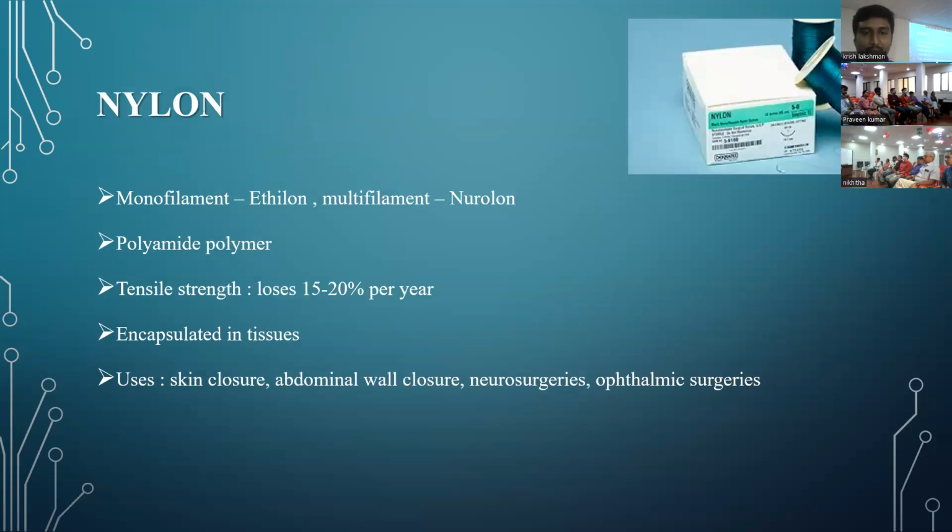Nylon occurs as a monofilament in brand names such as Ethilon and multifilament as Nurolon. It is a polymer. It loses tensile strength 15 to 20% per year, and it is generally encapsulated in the tissues. It is used in skin closure, abdominal wall closure, neurosurgeries, and ophthalmic surgeries.